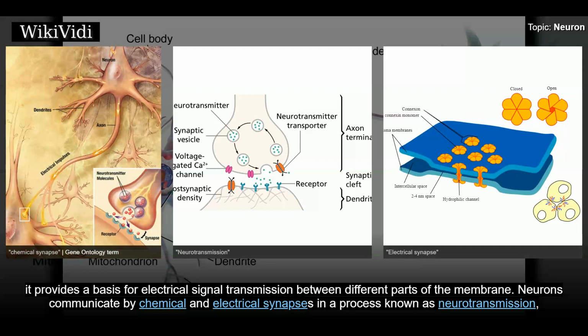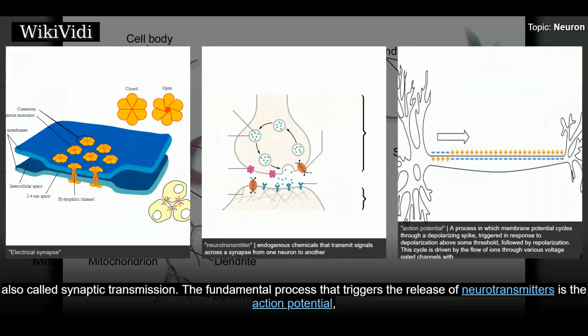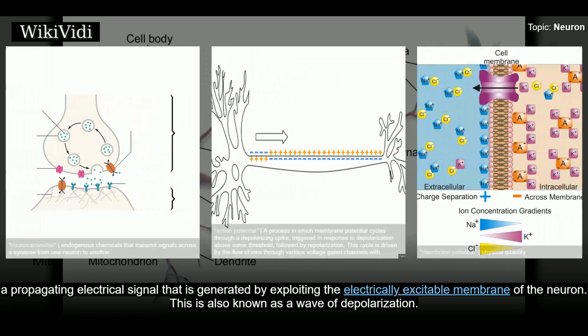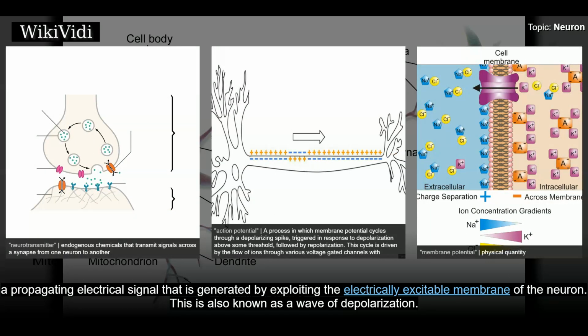Neurons communicate by chemical and electrical synapses in a process known as neurotransmission, also called synaptic transmission. The fundamental process that triggers the release of neurotransmitters is the action potential, a propagating electrical signal that is generated by exploiting the electrically excitable membrane of the neuron. This is also known as a wave of depolarization.